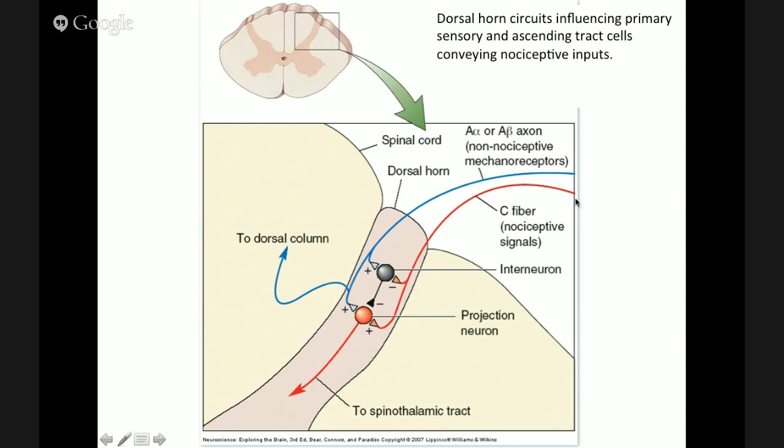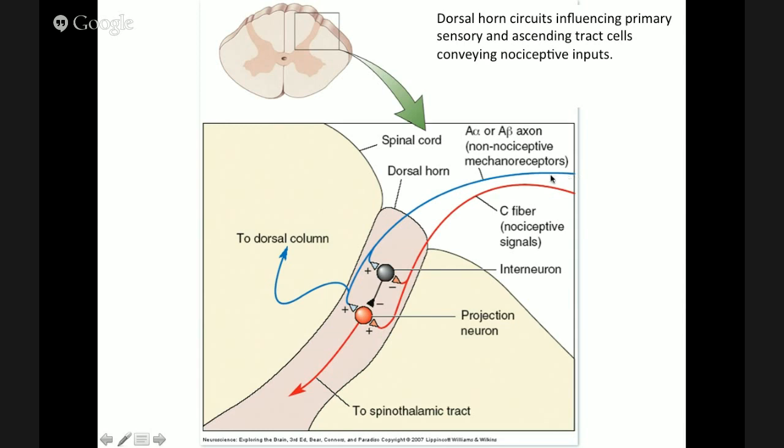So the C fiber, this is just showing a typical C fiber afferent bringing information in. This is the central process of the dorsal root ganglion cell. And this will typically activate the projection neuron, the dorsal horn cell, which will carry information via the spinothalamics in the anterolateral system, and activate pain awareness as well as other things.